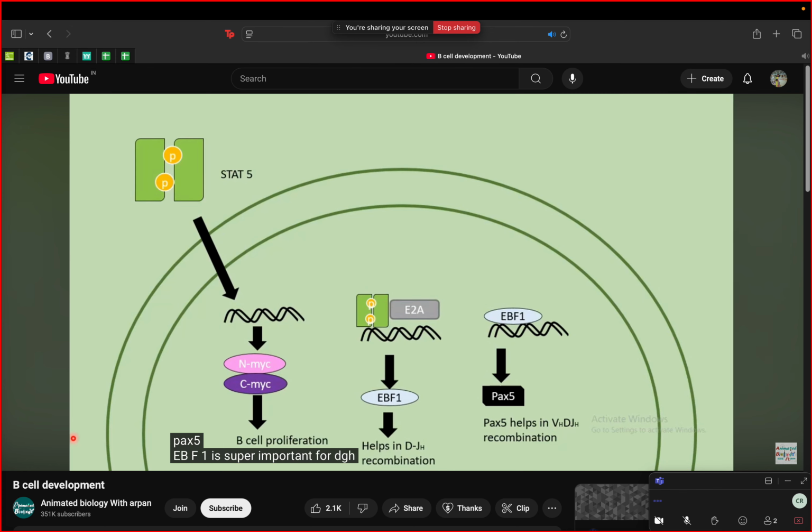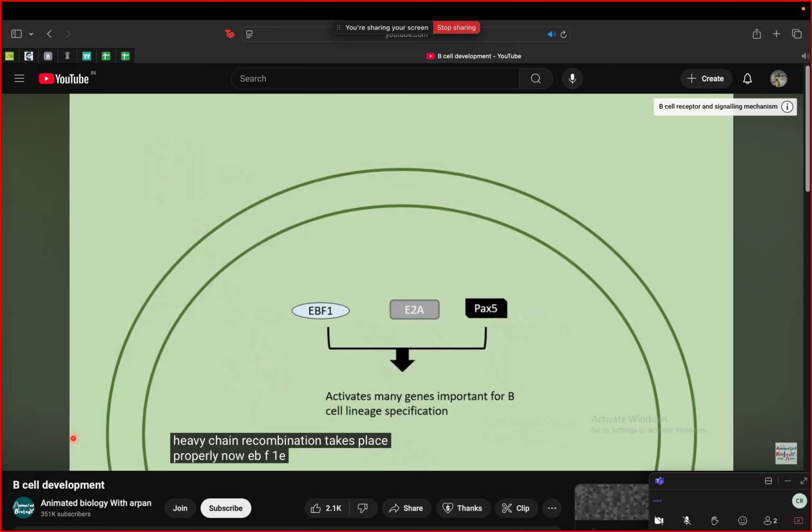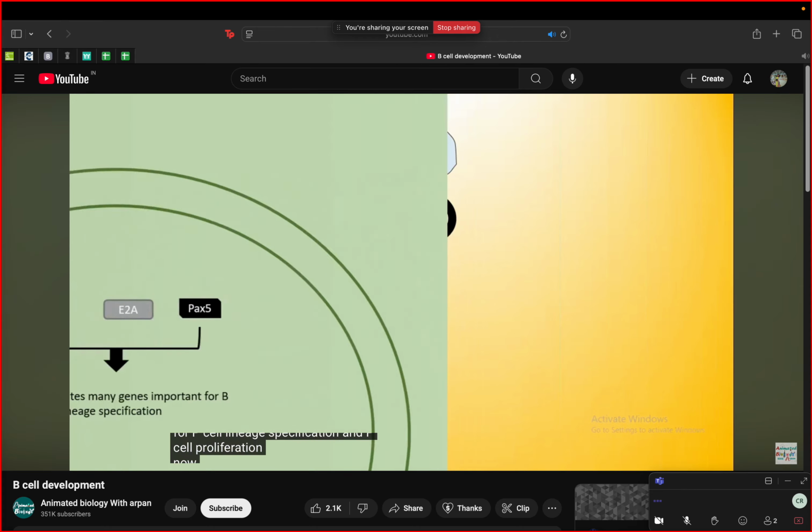EBF1 is super important for DJH recombination, and also PAX5 is very important for VDJ recombination. For the heavy chain recombination, PAX5 and EBF1 are super important. So these two transcription factors ensure that the heavy chain recombination takes place properly. Now EBF1, E2A and PAX5, all these transcription factors actually activate many genes which are important for B cell lineage specification and B cell proliferation.